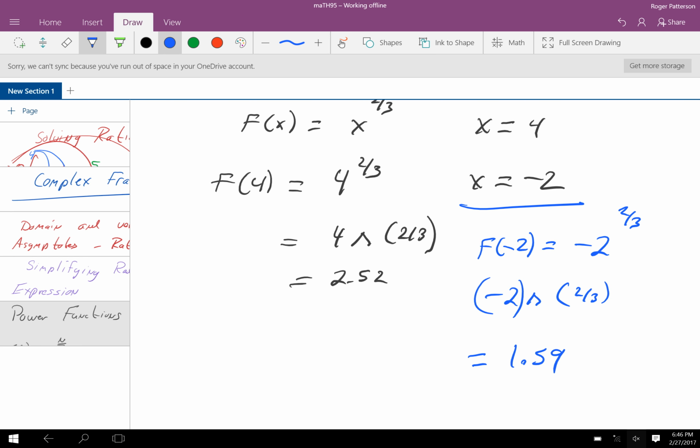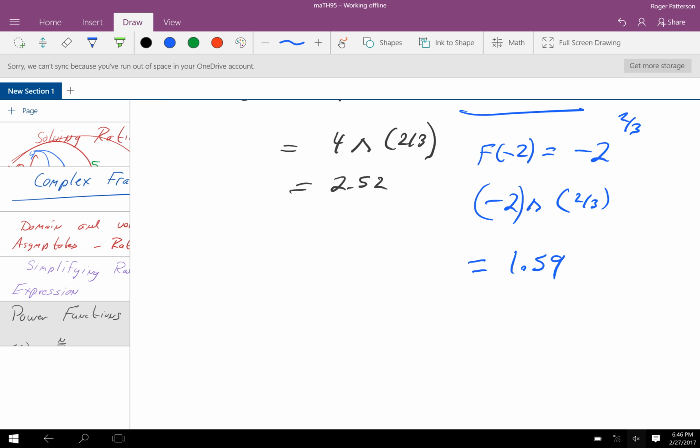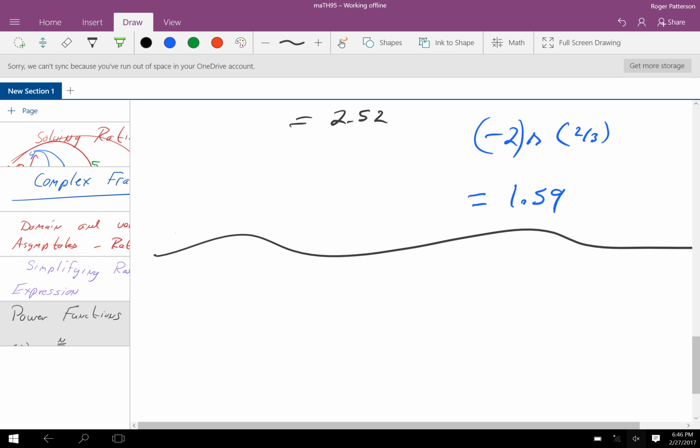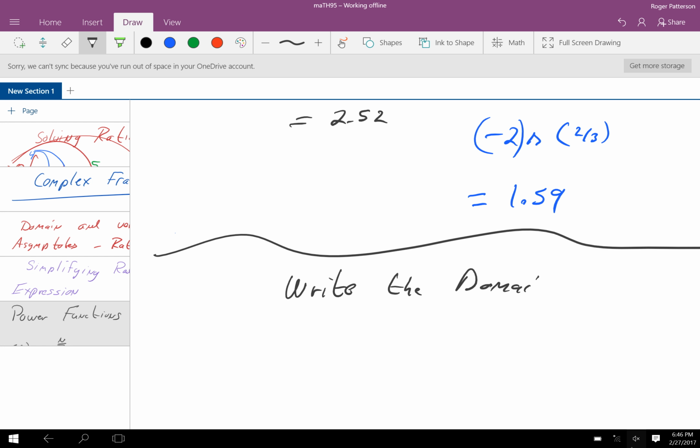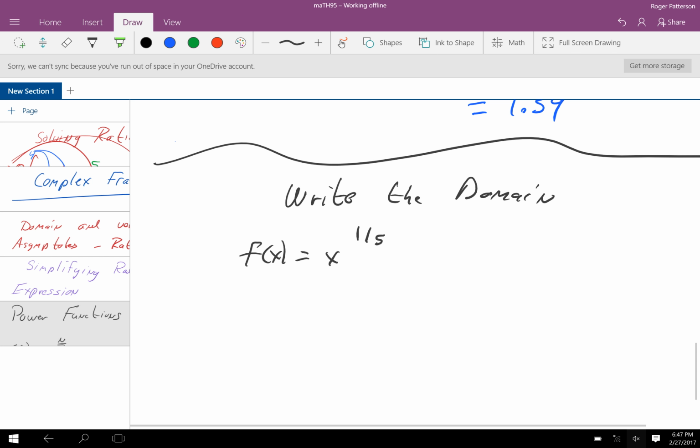So I think they want you to do some domains. So let's do that. So they want you to write the domain. We'll say f of x equals x to the 1/5 power. All right, so then what I'm going to do is just graph it. Take a look at it, see what it looks like. So we'll go ahead and put that into Desmos.